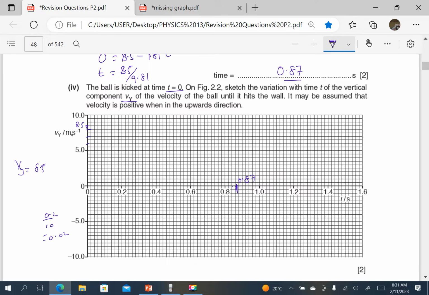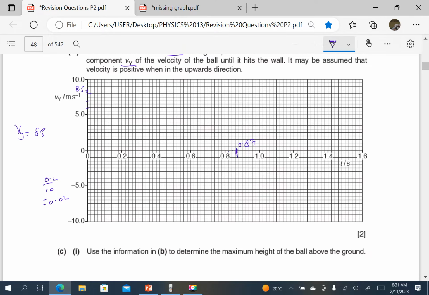But remember, it is going to change direction. So our graph will continue until 1.5. Let me look for 1.5. The velocity will now be in the opposite direction until it hits the wall. I'm just looking for 1.5 so that my graph stops there. 1, 2, 3, 1, 2, 3, 4, 5. So I think 1.5 is here. Our graph should stop along that line.